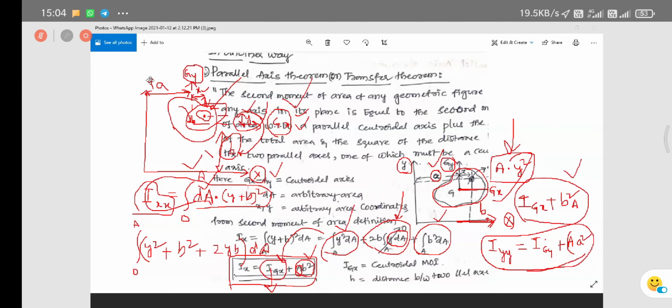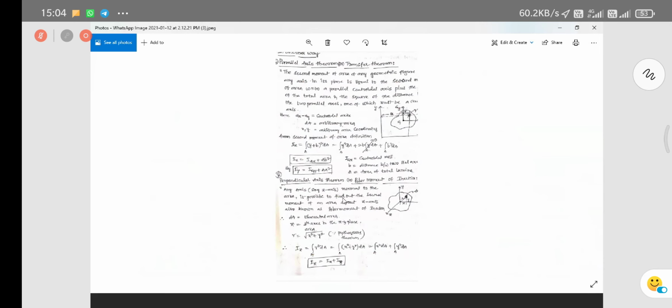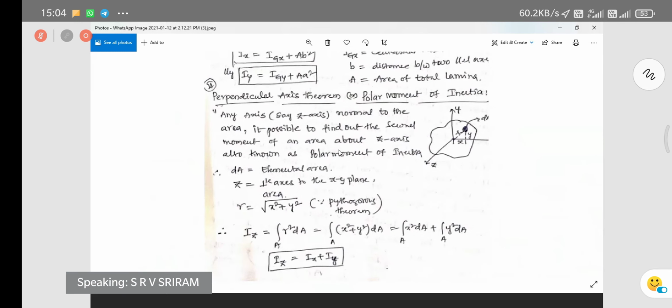So look carefully at whatever the parallel axis theorem is. After the Pongal we will discuss the perpendicular axis theorem, or otherwise, if you wait for 2 minutes, we will take the perpendicular axis theorem also. Okay, we will finish, no problem.